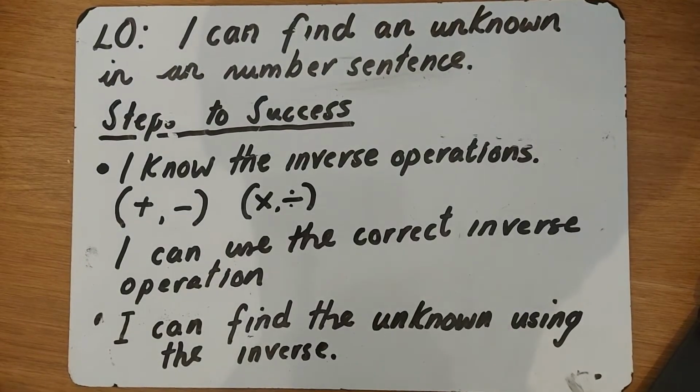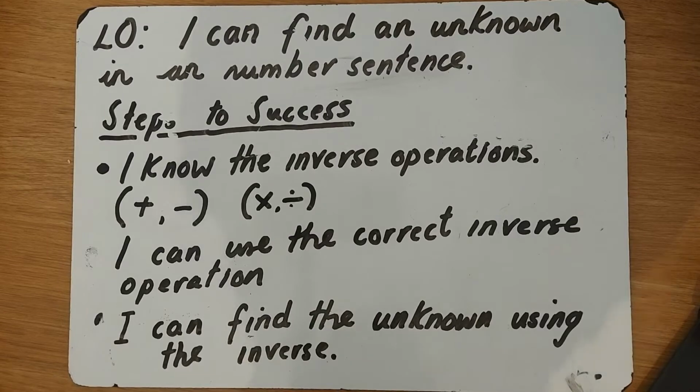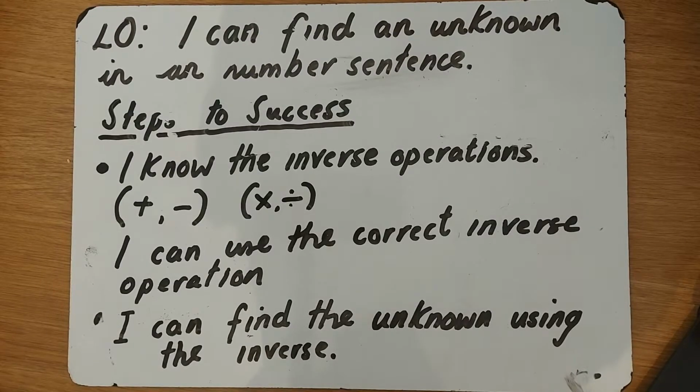Hi guys, welcome to this video which is going to show you how to find an unknown in a number sentence. What that means is a missing number. So in the number sentence you've got, say, 2 plus something, that's our unknown, 2 plus something equals 5. So that's quite an easy one, isn't it? The unknown there would be 3. So we're just trying to find a missing number, an unknown in a number sentence, in a sum.